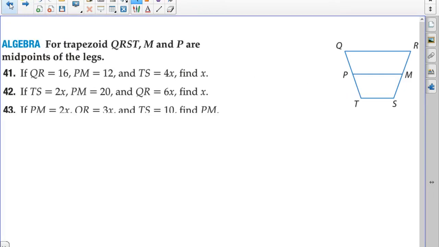Oh no, sorry. Yeah. Last example here is one of these on 41, number 42. Okay. So number 42. So again, we're working with the mid segment. Let's see here. Draw out the copy of QRST. QRST. MP is the mid segment. And on 42, we know that TS is 2x. We know that PM is 20. And we know that QR is 6x. And the question is find x to make it the midpoint, or the mid segment.